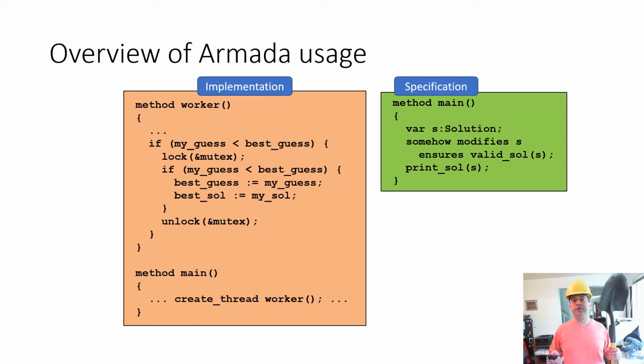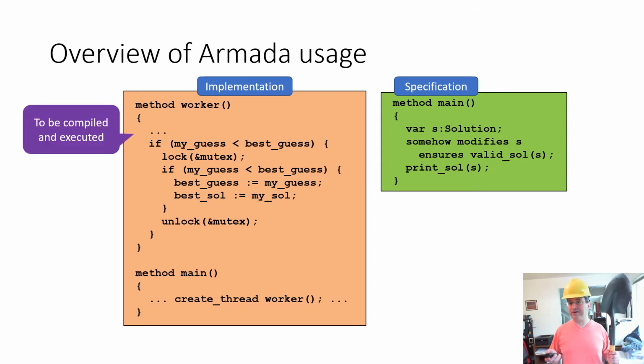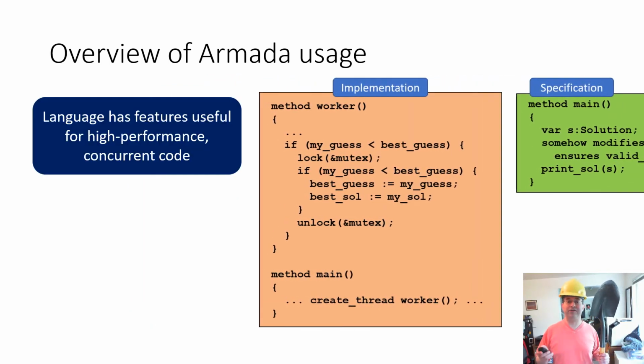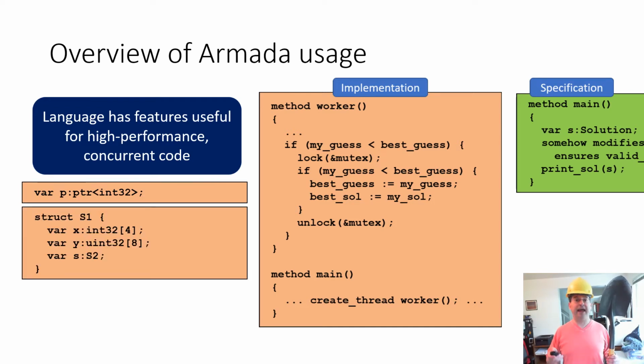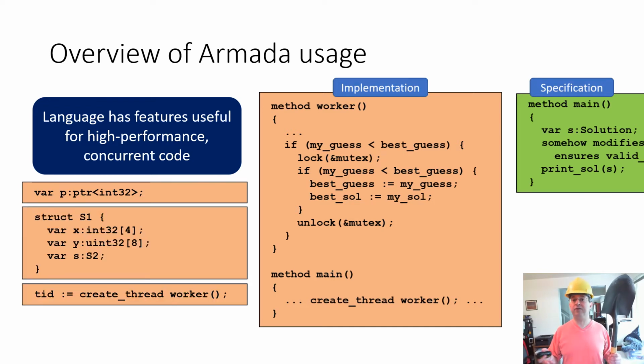I'll now overview the workflow of Armada, and describe how a developer uses it. They start by writing an implementation, which is meant to be compiled and executed, and a specification, which is meant to be read and evaluated by a human, to decide whether the implementation should be considered correct if it conforms to that specification. Now, the Armada language has a number of features that are useful in an implementation to get high performance, like pointers and structures, and the ability to create numerous threads.